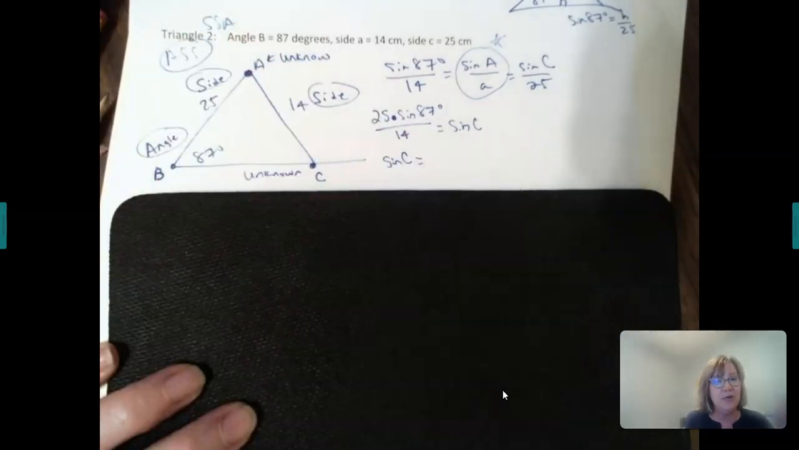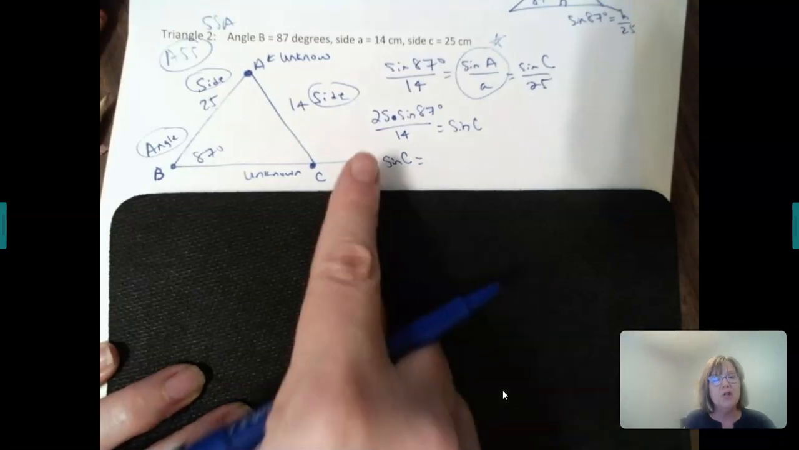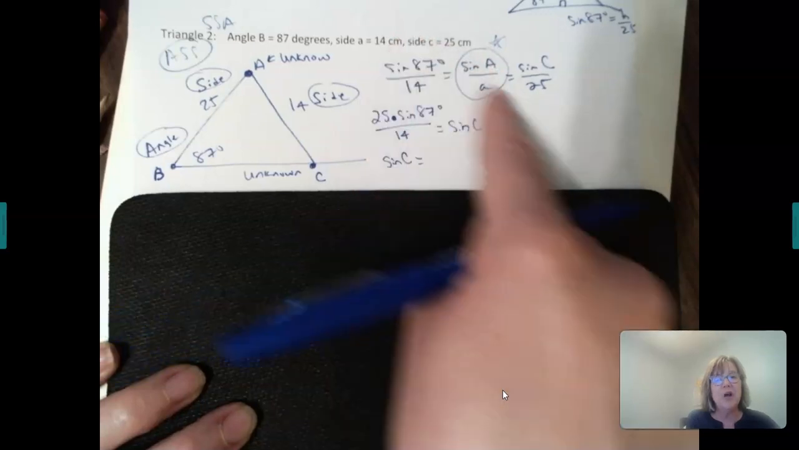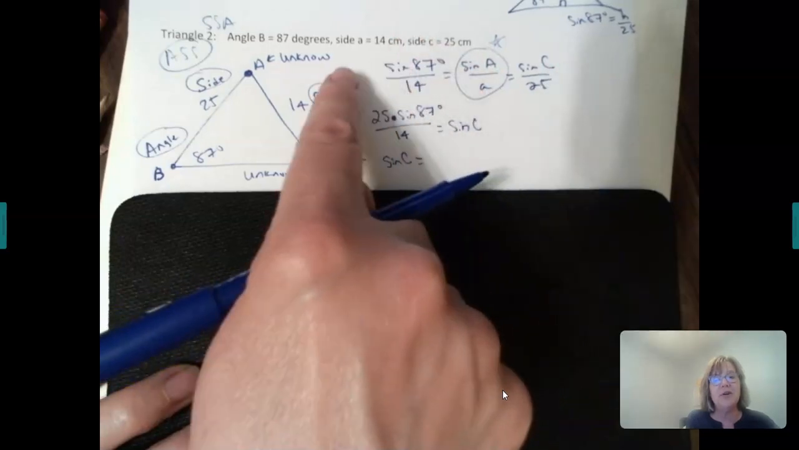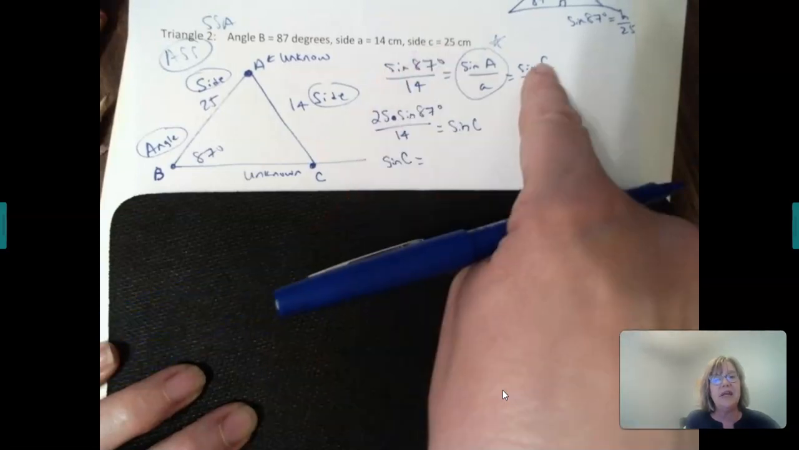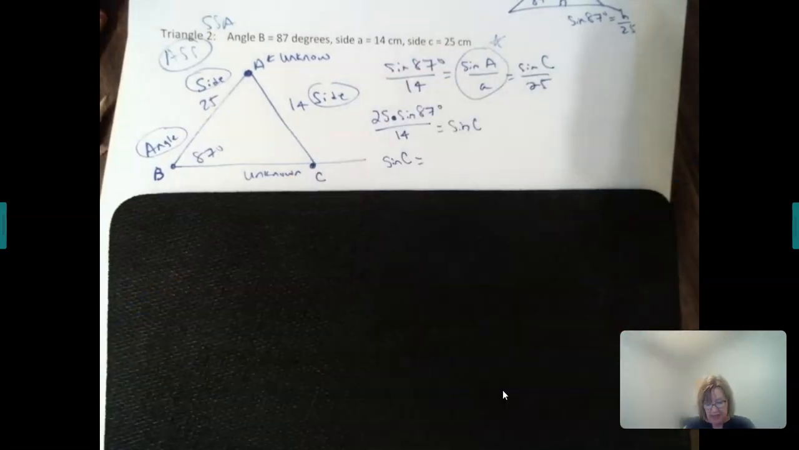So this is the bad word. That's when you can either get no triangles, two triangles, or just the normal one. So one thing you can do is set up law of sines. This is your warning. I cross multiplied here. So what I did on a calculator is I'm going to take 25 times the sine of 87, and I'm going to divide by the C.